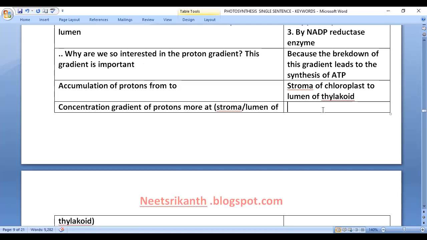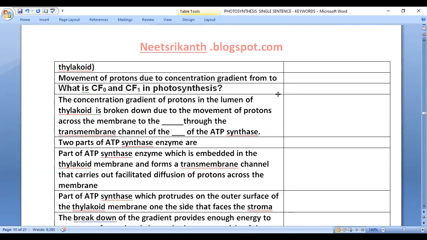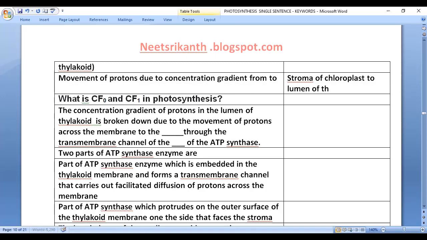The concentration gradient of protons is higher at the lumen of the thylakoid. Movement of protons due to the concentration gradient is from the stroma of the chloroplast to the lumen of the thylakoid. What are CF0 and CF1 in photosynthesis? Proton channels.